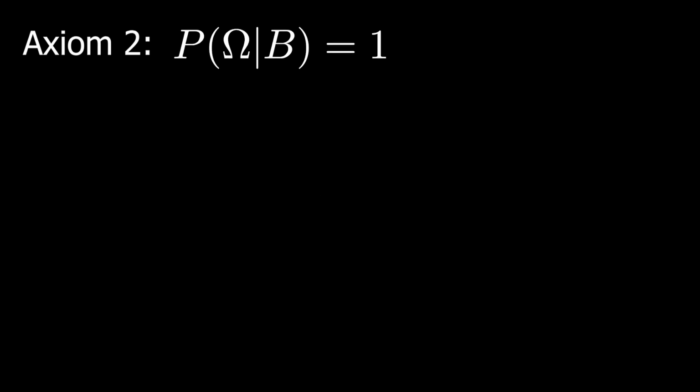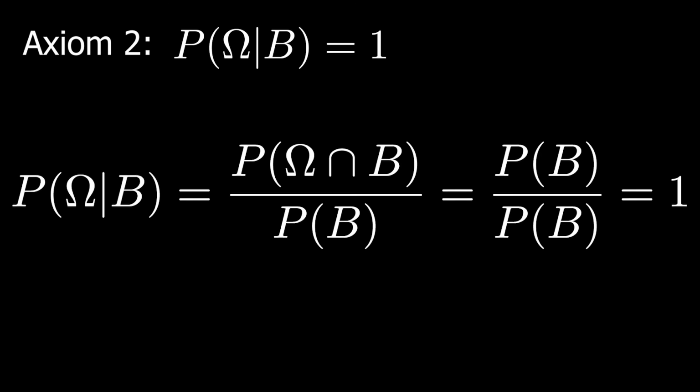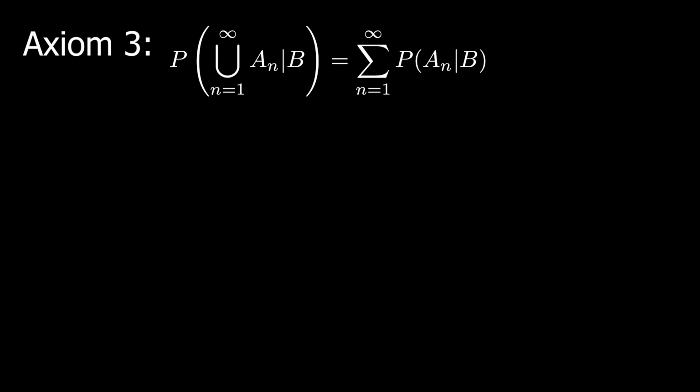Now, onto the second axiom. P of omega given B can be rewritten as P of omega intersection B over P of B. Then we get P of B over P of B, which is 1, since B is a subset of omega. Second axiom fulfilled. Now, there's only the third axiom left.